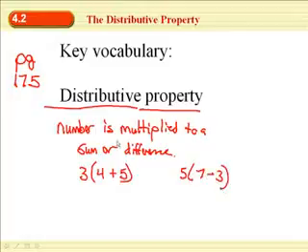In both of these, let's look at the definition. The number is multiplied. This 3 is times, this means to times right here, 4 plus 5. That's the sum. The 5 is times 7 minus 3. Now, let's talk about 2 ways to solve this problem.